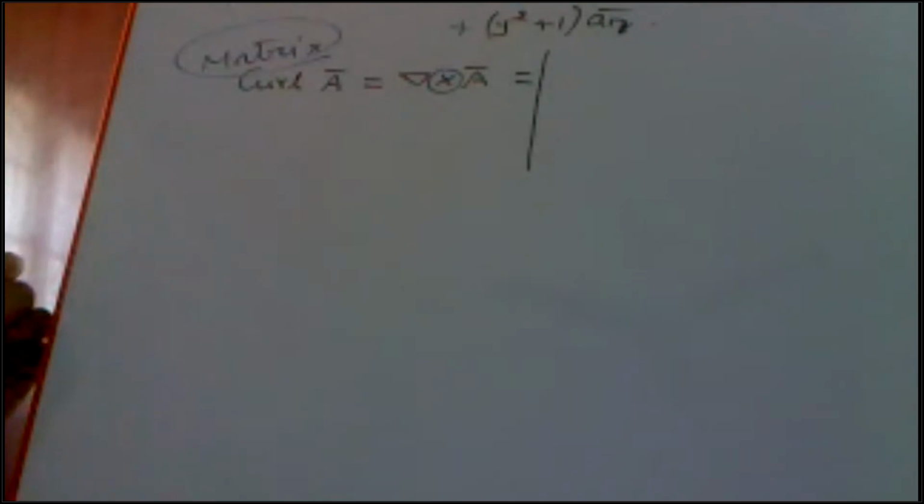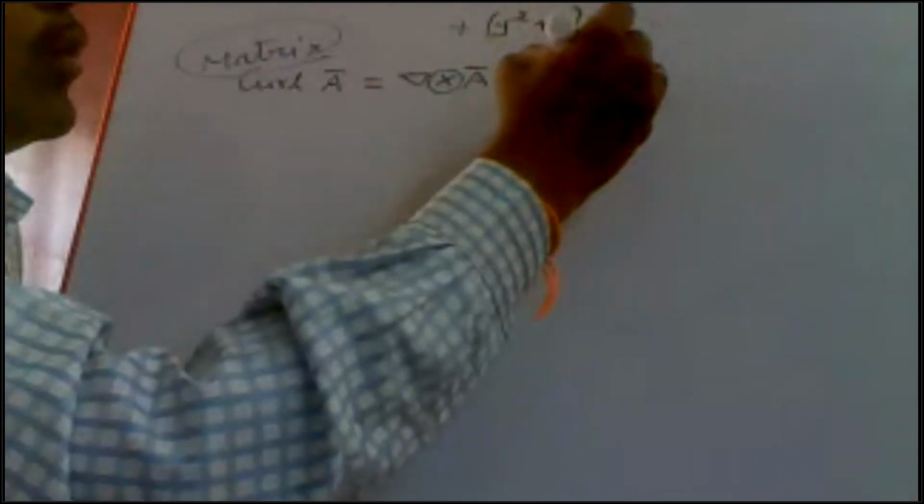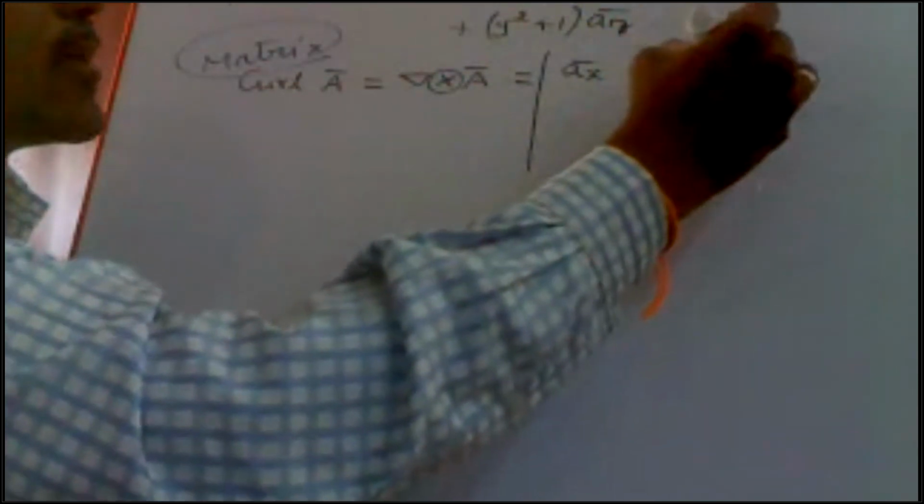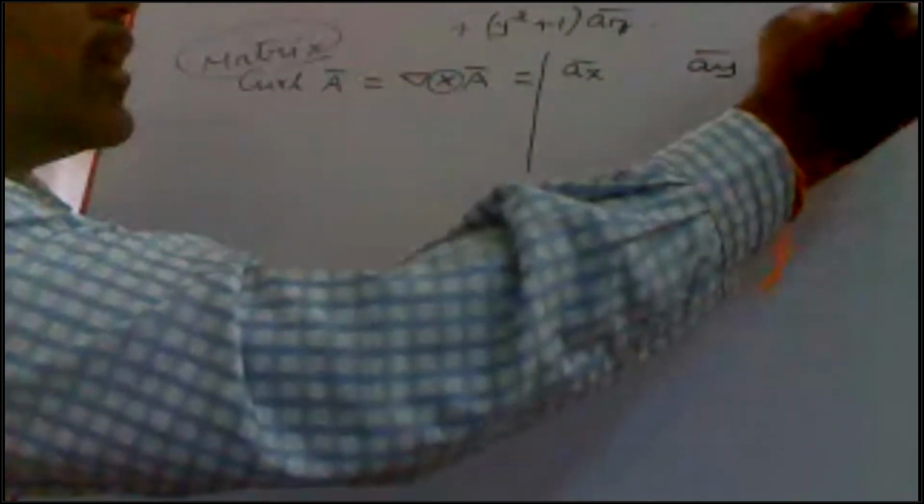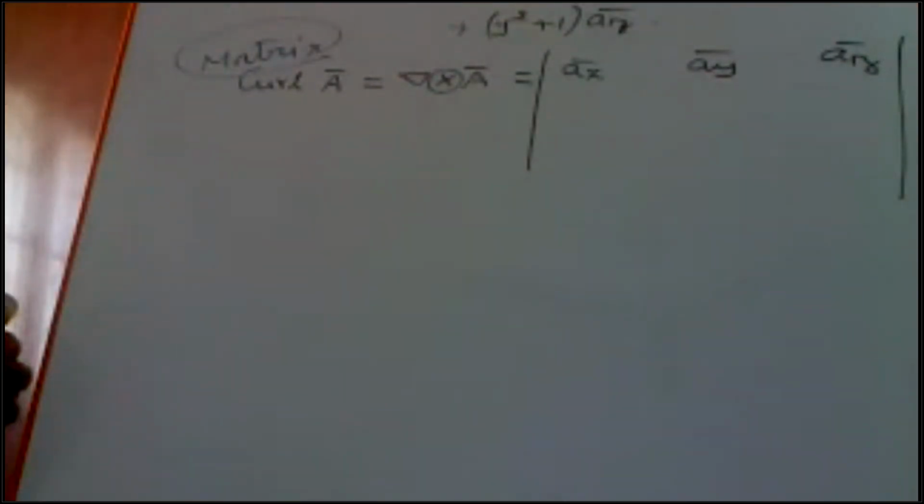Here again, there is one more point. What will be the first row elements? The first row is always the unit vectors, that is ax, ay, az. Second row.